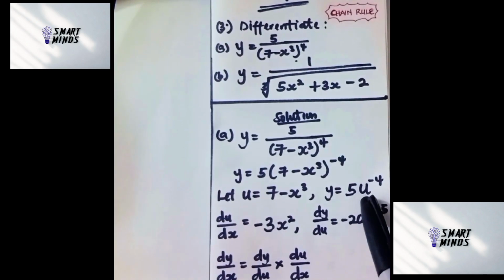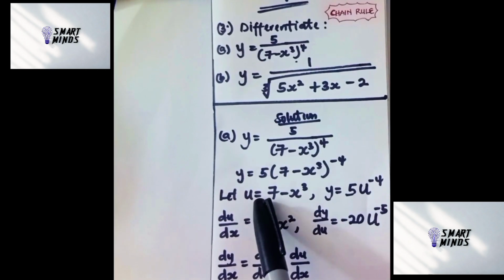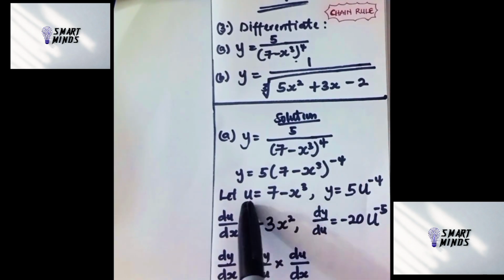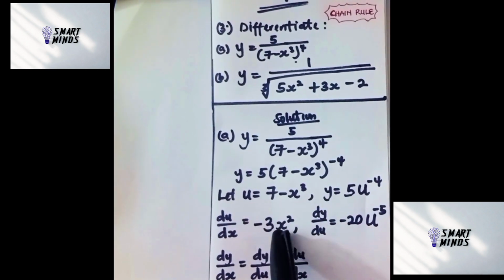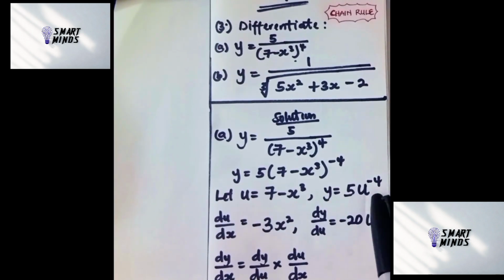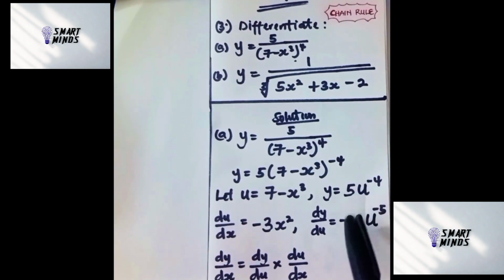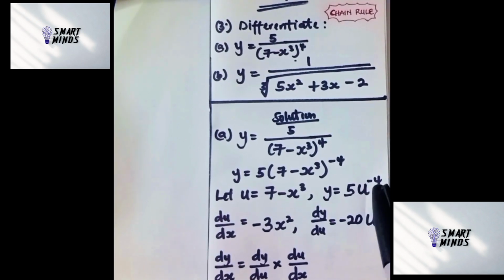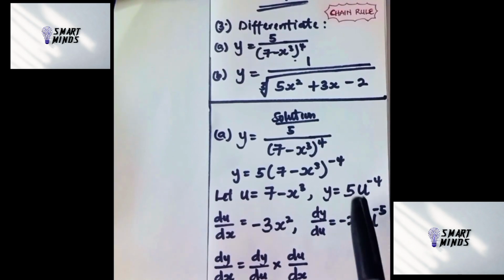Now I need to differentiate y with respect to u. Remember, the first thing to do is differentiate u with respect to x. This is u with respect to x. I differentiate it. Now I need to differentiate y with respect to u. Okay, so we have the power minus 4. So just like we have been doing, minus 4 times 5 is minus 20, right? Then when you subtract 1 from minus 4, that gives us minus 5. Okay, so dy du is minus 20 u raised to power minus 5.